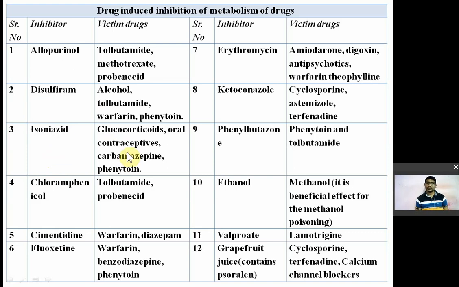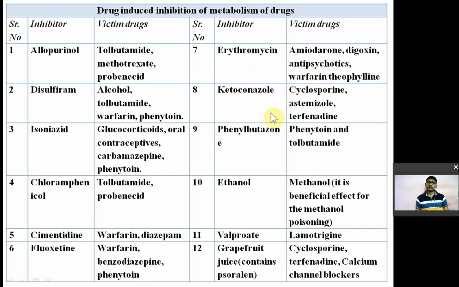It will decrease the metabolism of glucocorticoid, contraceptives, carbamazepine, phenytoin. Chloramphenicol will decrease the metabolism of tolbutamide and probenecid. Cimetidine is an enzyme inhibitor and that will decrease the metabolism of warfarin and diazepam. Fluoxetine is a selective serotonin reuptake inhibitor used in depression. Okay, it is an antidepressant. It will decrease the metabolism of warfarin, benzodiazepine, phenytoin. Again, erythromycin is a macrolide antibiotic. It will decrease the metabolism of amiodarone, digoxin, antipsychotic drugs, warfarin and theophylline.